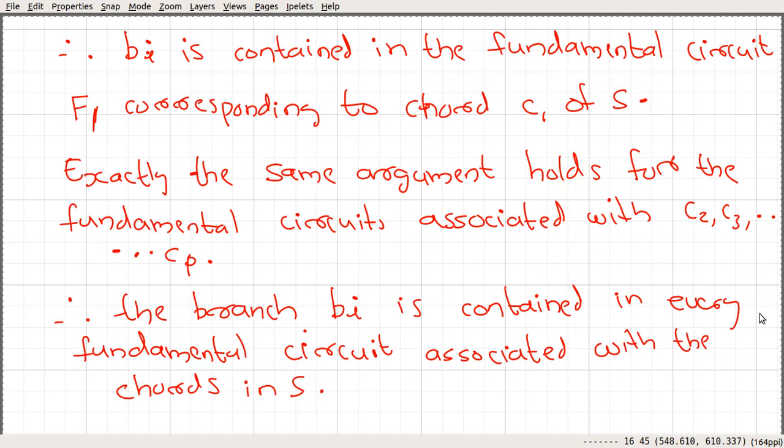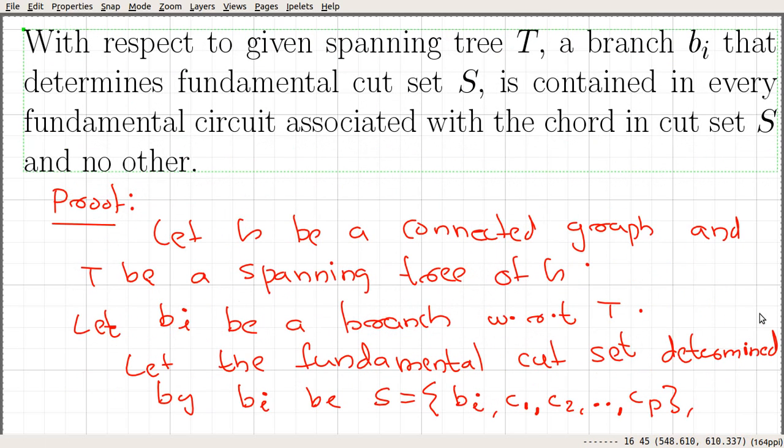So we are able to prove this statement with respect to a given spanning tree T and a branch BI that determines the fundamental cut set S. BI is contained in every fundamental circuit associated with the chords in the cut set S, and BI is not contained in any other fundamental circuits besides those associated with the chords in the cut set.